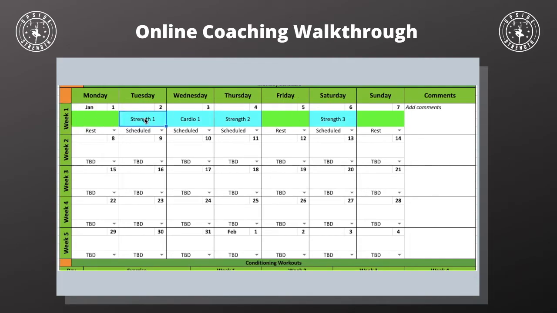So here I plan my sessions: strength 1, cardio 1, strength 2, strength 3, and I picked the appropriate option in the drop down. So today's a rest day, or tomorrow's a rest day, and then on Tuesday I've scheduled this. And what's going to happen is that as you go on, you validate your session. So you put this one as completed, this one is completed.